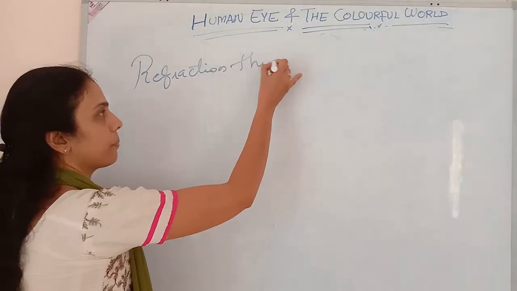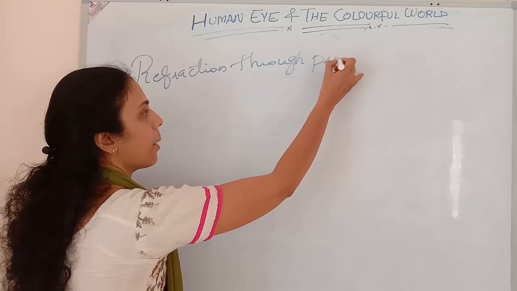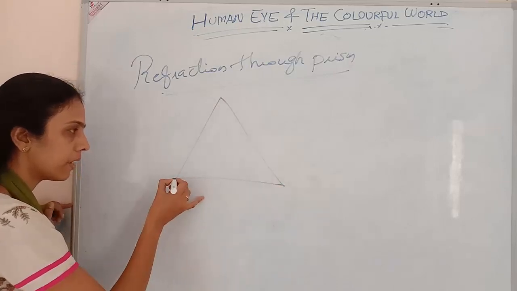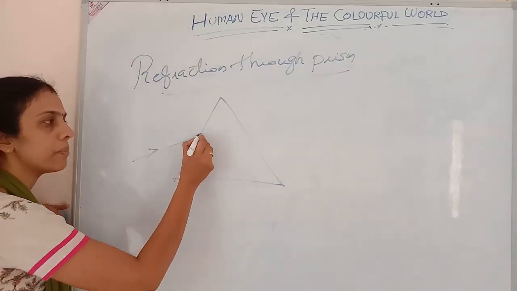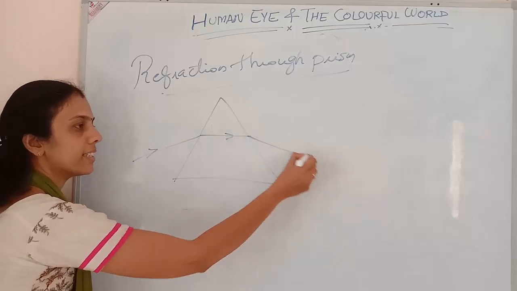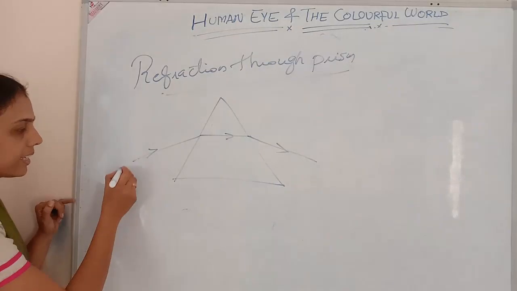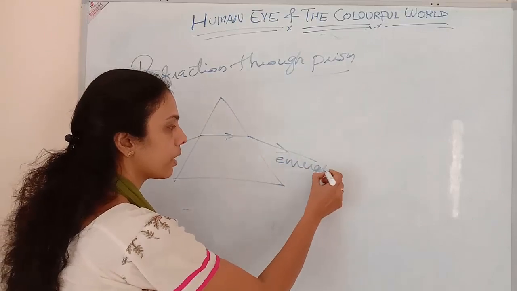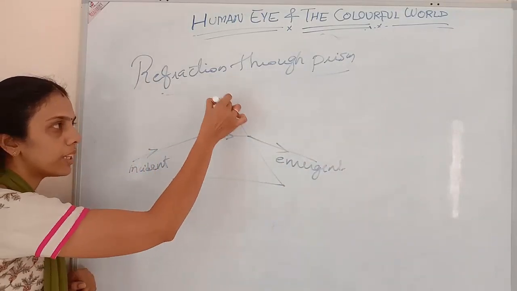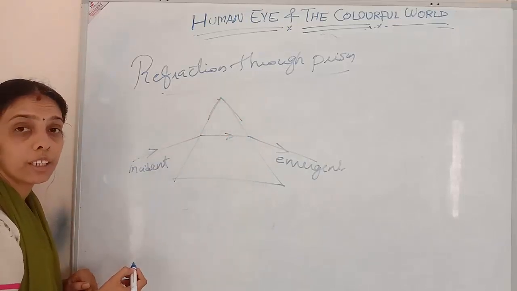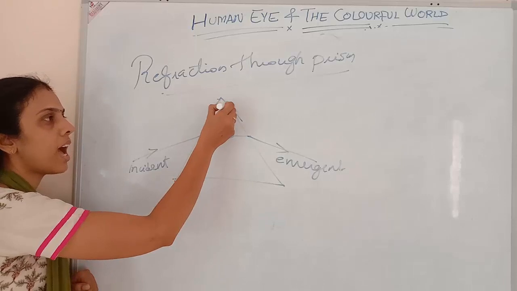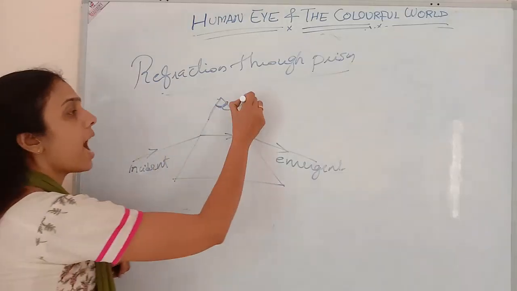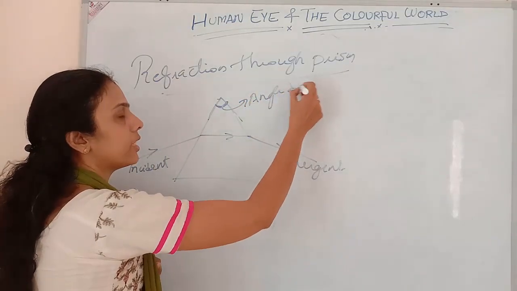Refraction through a prism. Okay, how does refraction happen in the case of a prism? See, this is a prism. If a light ray is incident over here, it gets refracted and then refracted again. This ray is called the incident ray and this is called the emergent ray. The angle between the two lateral sides is called the angle of the prism.